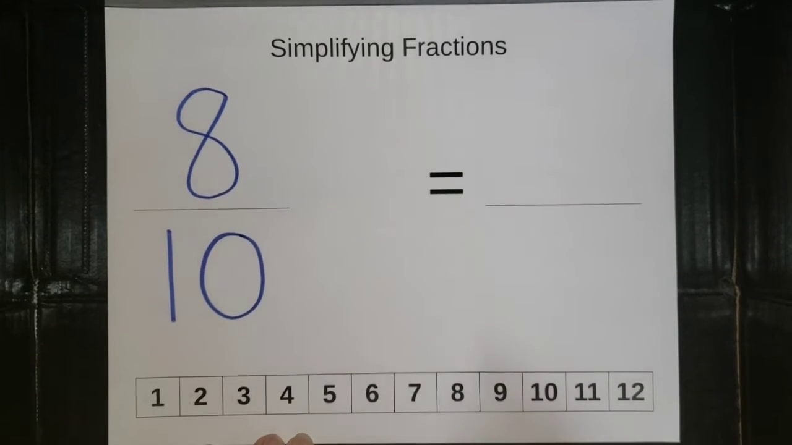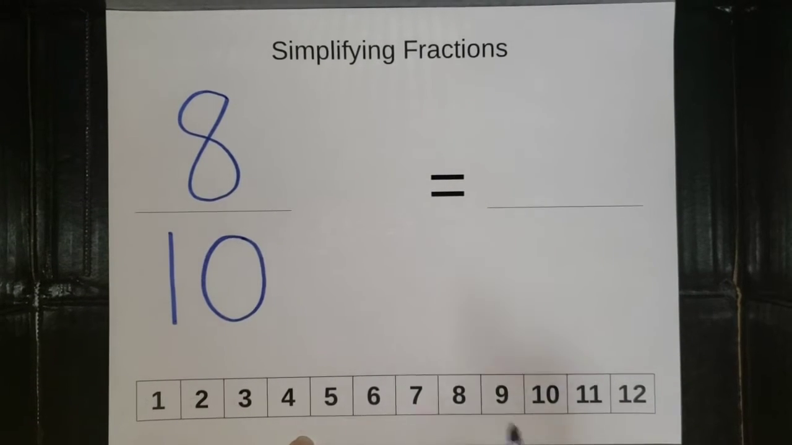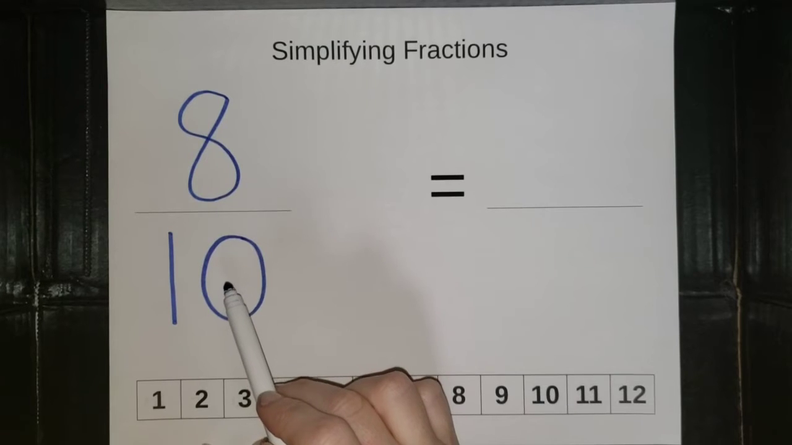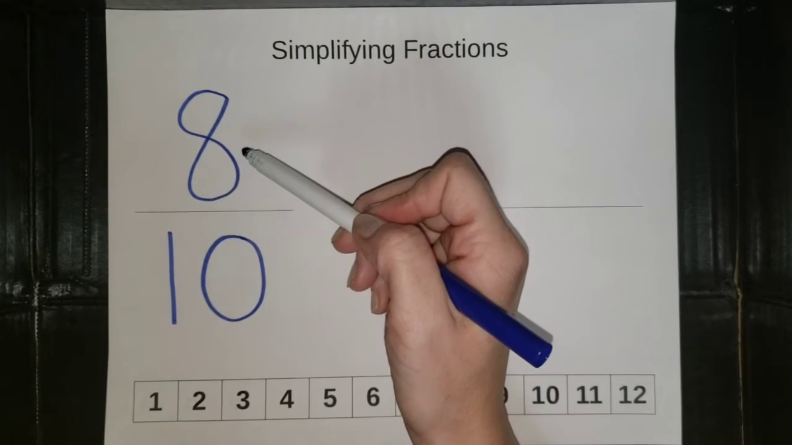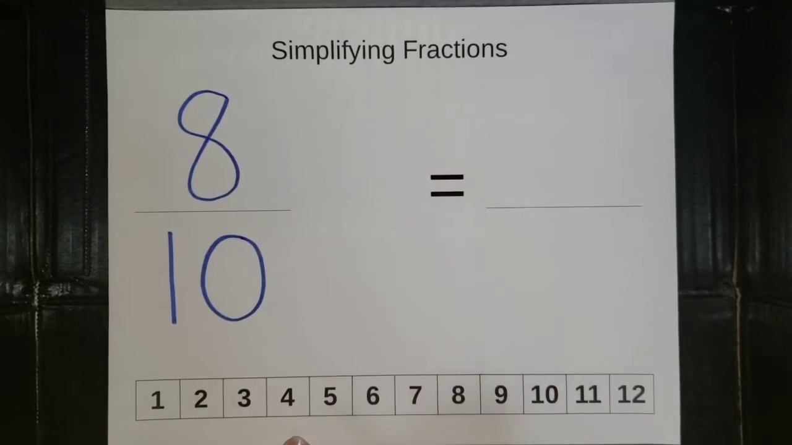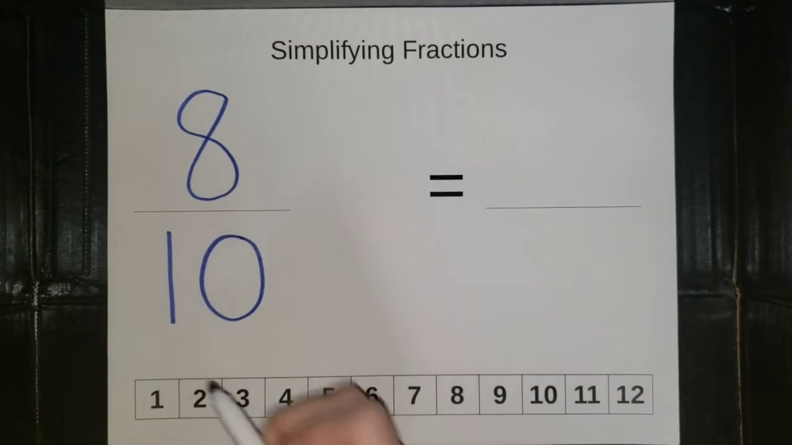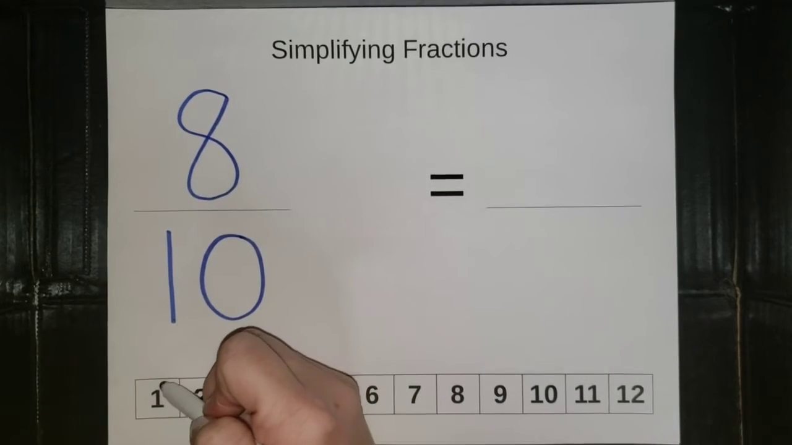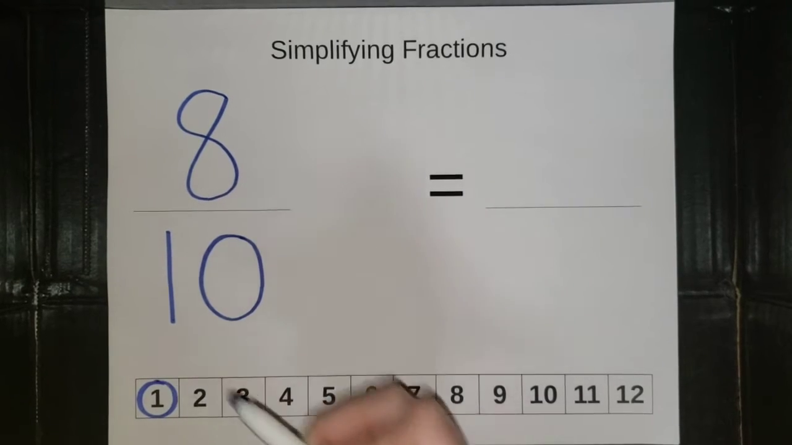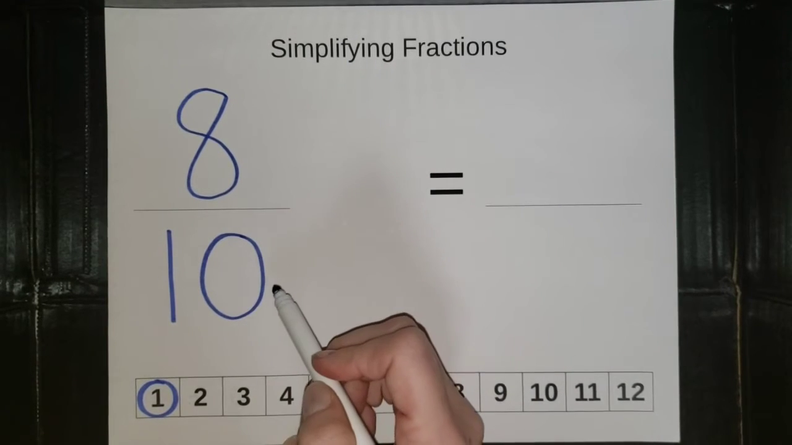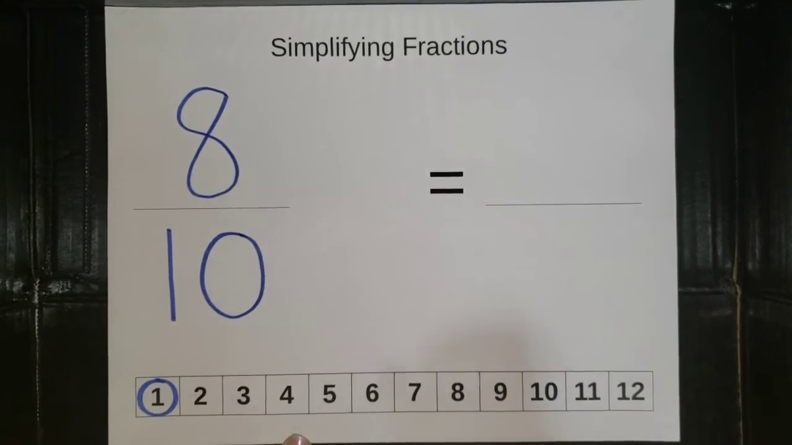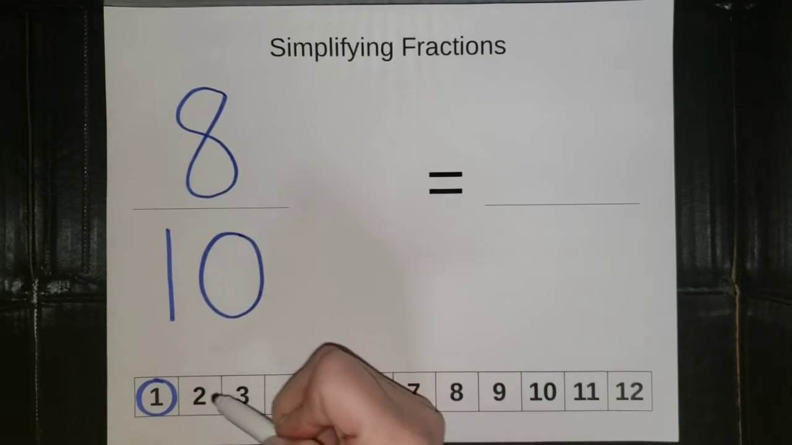Let's continue with 8/10. I have 8/10 written, and I have my numbers 1 through 12. So I'm going to ask myself, can each of these numbers be divided by the factors below? Well, we know that any number can be divided by 1. And then I know that both 8 and 10 are divisible by 2 because they are both even numbers.